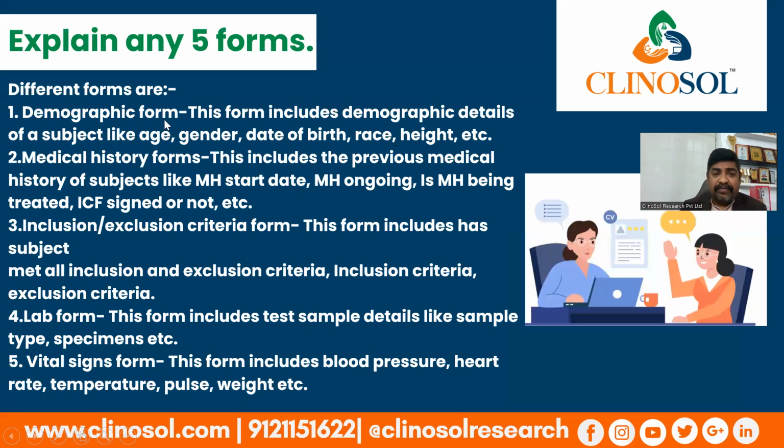So we can explain about demography form, which includes demography details like subject age, gender, date of birth, race and height. Medical history form includes your previous medical history terms and also start date and stop date. Inclusion exclusion criteria form includes whether the subject is meeting all the inclusion criteria and exclusion criteria. Lab form, the test samples which are being collected and what are the results which are being collected. It can be a central lab or local lab. Vital sign forms will include the blood pressure, heart rate, temperature, pulse and weight. So these are 5 forms: demography form, vital sign form, medical history form, lab form, and inclusion exclusion criteria form.